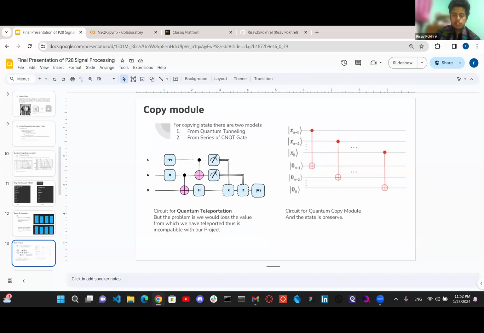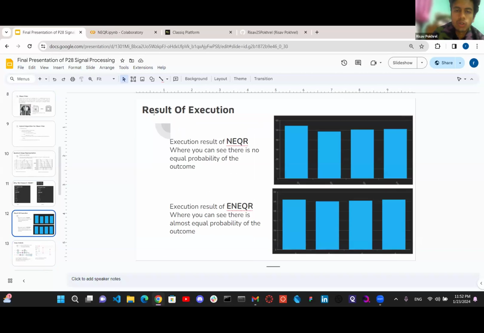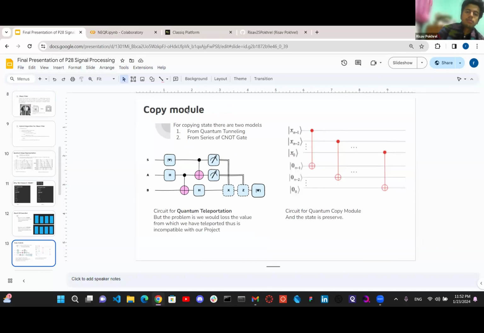Okay, and we have a copy model. We go through some of the arithmetic that we use in this algorithm. For the copying model, there are two approaches: one is quantum teleportation and the other is a series of control gates. With quantum teleportation, if we copy the state, we lose the state of the wire from which we copied. So this is the circuit for quantum teleportation, but the problem is we lose the value from which we teleported. Thus it is incompatible with our project.